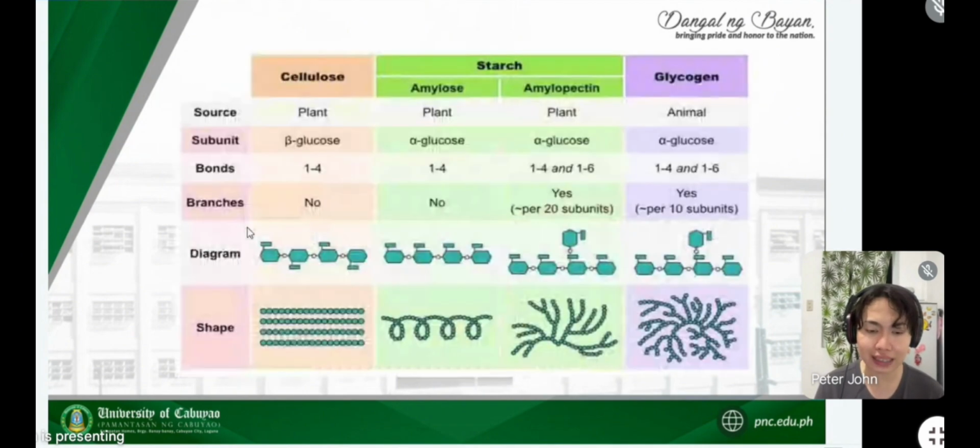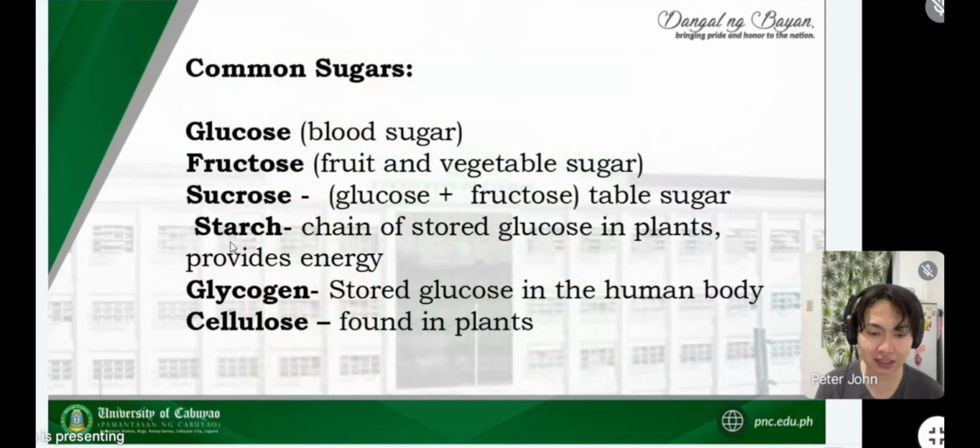Nasabi ko nakasama sa polysaccharides. We have the starch, glycogen, and the cellulose. So starch is a chain of stored glucose in plants that provides energy. Kadalasan kasi, hindi natin fully nakakain o nako-consume ng buong katawan natin yung energy na kailangan natin. Kung baga may sobra, in short. So, ibig sabihin, yung mga sobra na yun ay kailangan din natin i-store sa katawan natin.